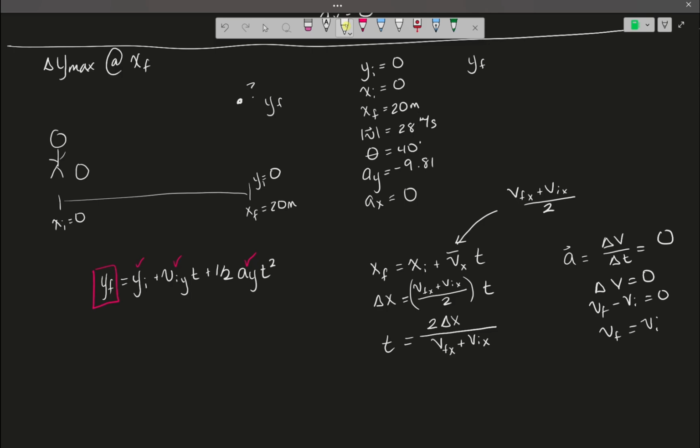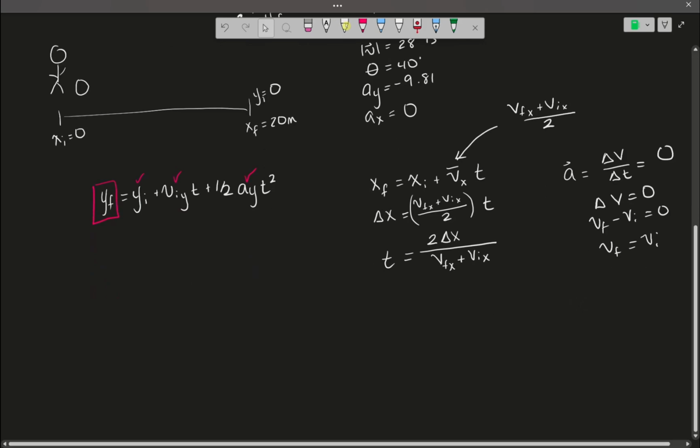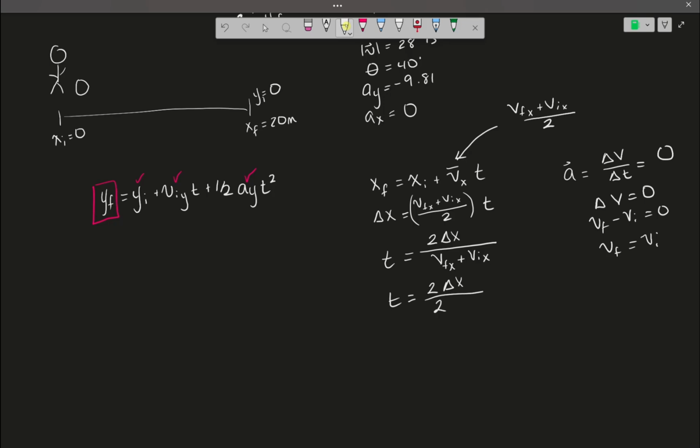meaning that my final velocity in the x direction and my initial velocity in the x direction are going to be the same number. This simplifies to 2 change in position in the x direction divided by 2 times this initial velocity in the x direction. I'm using initial velocity because I have that value. We can simplify this further, and we get that time is our change in position in the x direction divided by my initial velocity in the x direction.